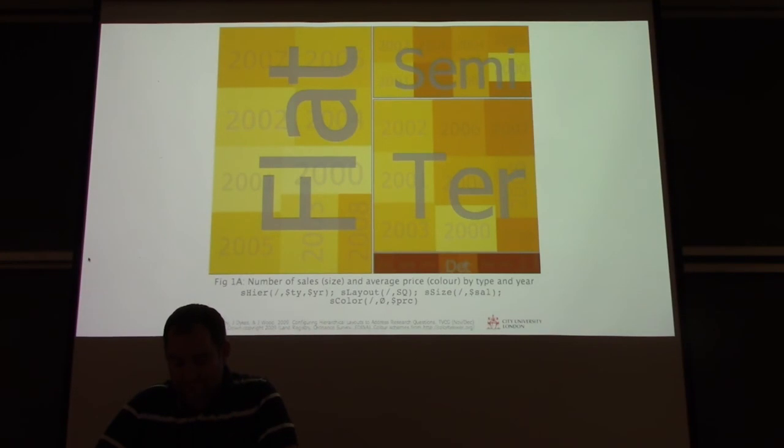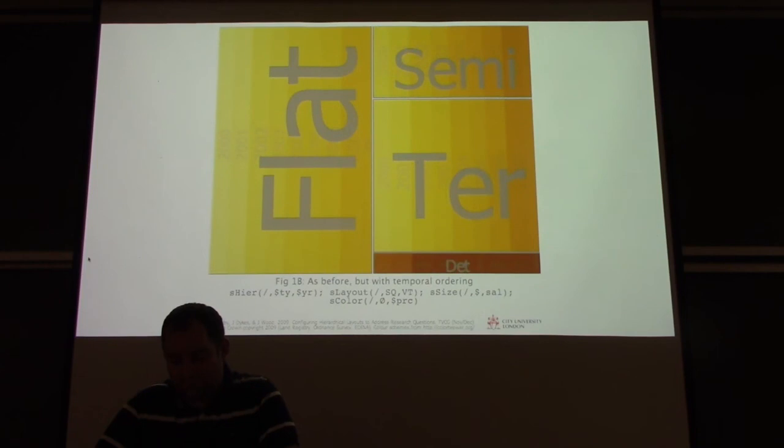Property transactions in this view are conditioned using property type and the year of sale. Rectangles are sized by the number of sales and colored by the average price. Almost half of all sales are flats. Since rectangles are ordered by size, temporal trends are difficult to detect. We will now reconfigure the layouts to arrange the years chronologically. This view more clearly shows the upward trend in average price.